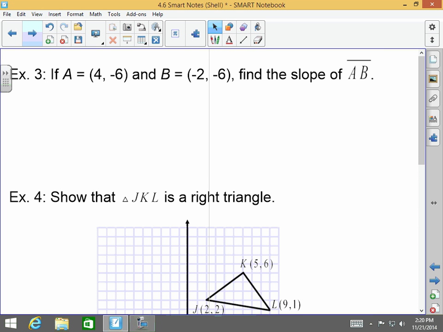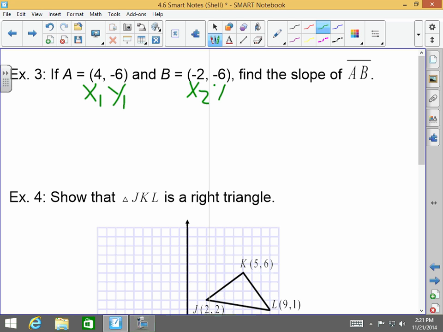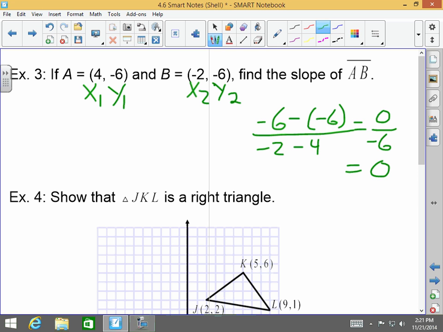Okay, our third example here. Find the slope of line AB. Well, this is going to be easy. Label, label, label. X1, Y1, X2, Y2, and whoever said 0, way to go. Whenever the x's are the same, the slope is undefined. Whenever the y's are the same, it's 0. So this would be Y2 minus Y1 over X2 minus X1, which is 0 over -6, which equals 0. Very awesome.